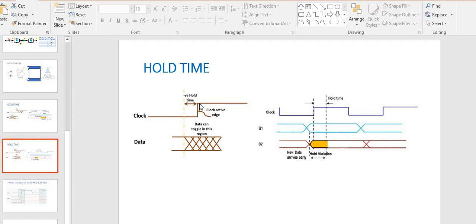When the clock is high, clock 2 is low. After two propagation delays, it will be stable. Here we'll observe that after the rising edge of the clock it will be stable. See, this was the rising edge. After the rising edge of the clock, the input should be stable. This is called hold time.